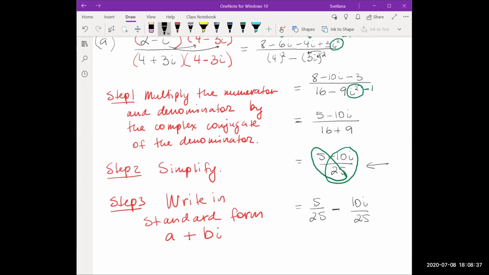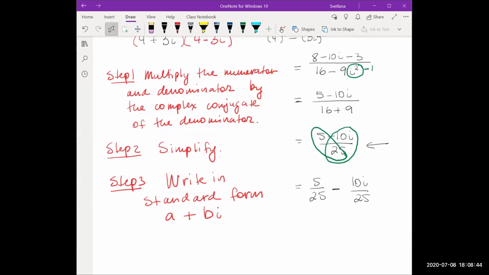See how after this step, now we have two separate terms. So it's starting to look like a standard form. Well, actually it is standard form already. So now it is standard form. It's just that sometimes at the end you can simplify. If you end up with fractions, you can simplify them.